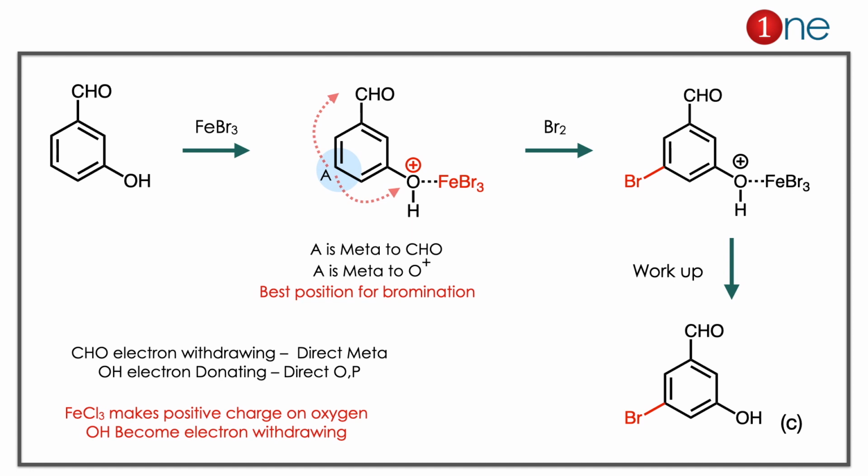So only A is the best one because A is meta to aldehyde. A is also meta to O+. So the best position for bromination is the A position. If you do it, the bromination occurs in the meta position, that is the 5th position. After workup, you get the product C. The bromination occurs in the 5th position. The concept you have to learn here is whenever you have alcohol, you cannot use the Lewis catalyst. It's the main drawback of Friedel-Crafts reactions. Ferric bromide, instead of activating the ring, will coordinate with the alcohol.